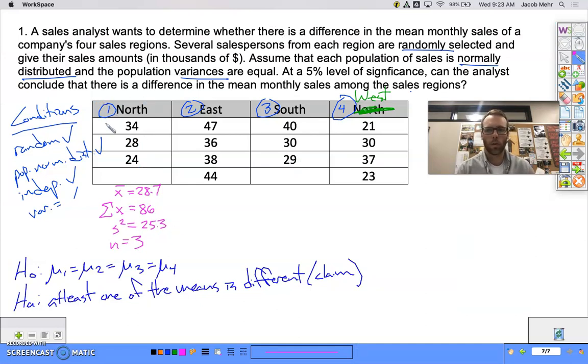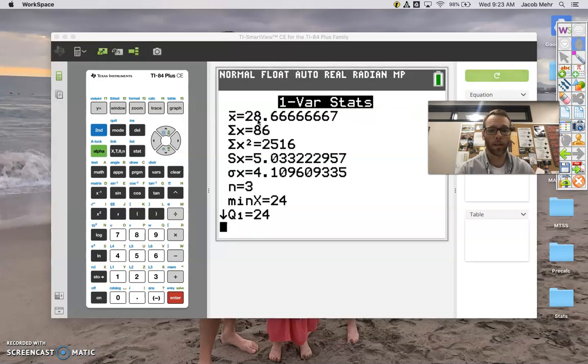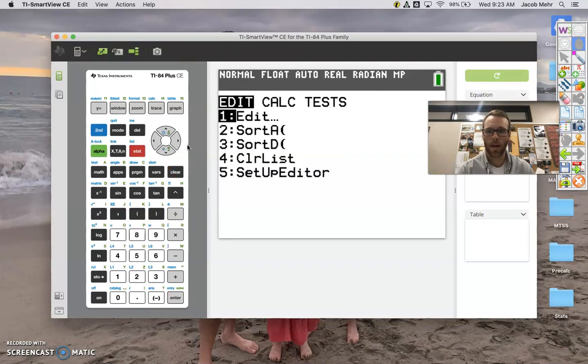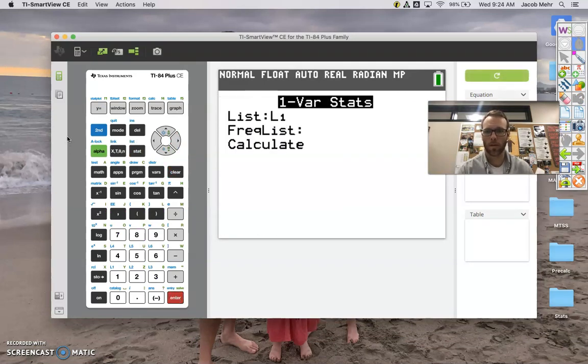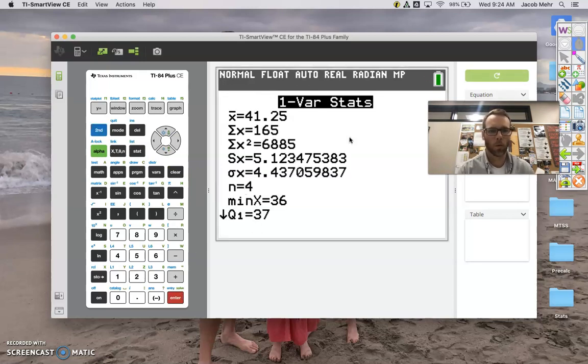Now we called this our first sample, so I'm going to put 1s by all those so I remember that's what those are. Now we can do the second list, and this will be our X bar 2, sum of the X's for 2, variance for the second one, and sample size for the second one, that's 4. So I'll go back to my calculator, stat, calculate, one variable statistics. Now I'll change it to list 2, and we'll write these down.